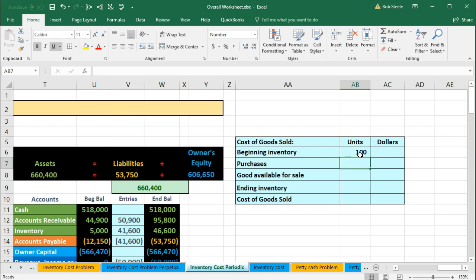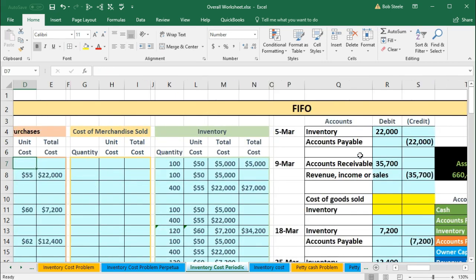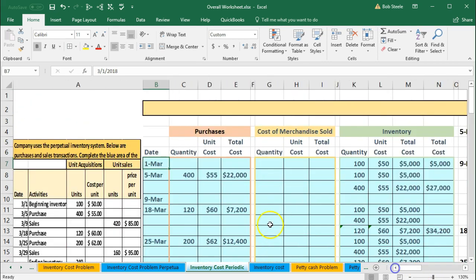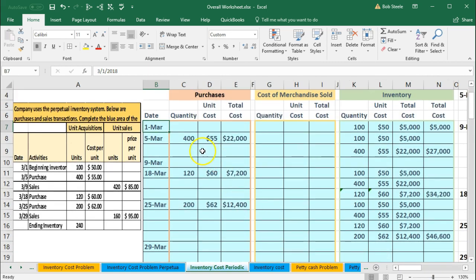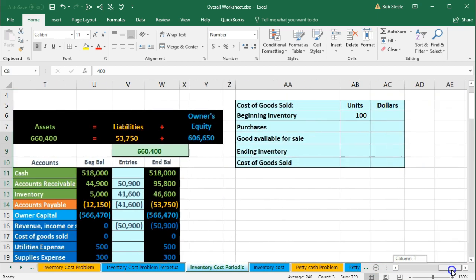And then we made purchases. So I'm going to scroll back over and try to figure out how many purchases we made. If we add these up, we purchased 400 units, then 120 units, and then 200 units, for a total of 720 units. So we purchased 720 units. Scrolling back over here, we're in AB7. We're going to put that 720.